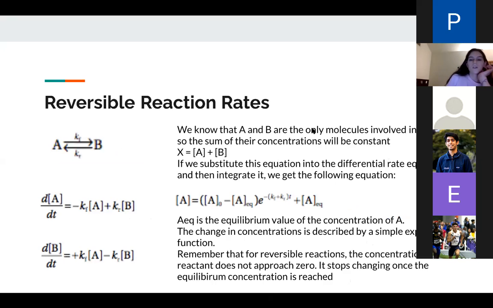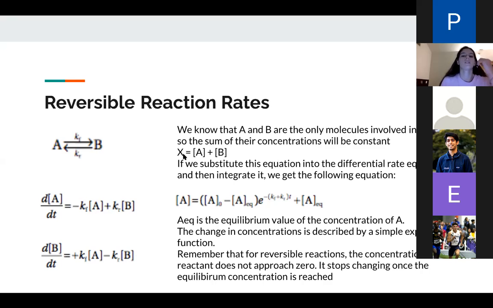And so we know that A and B, we're going to try and kind of simplify these, but also make them a little more complicated, I guess. But we know that A and B are the only molecules involved in the reaction just because of the equation we're given. And so we know that the sum of their concentrations will have to be constant. And so we can set a variable x equal to the concentration of A plus B, knowing it will be constant throughout the entire reaction.